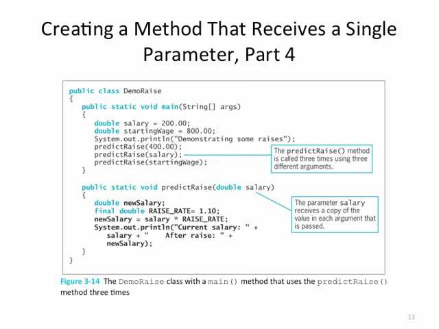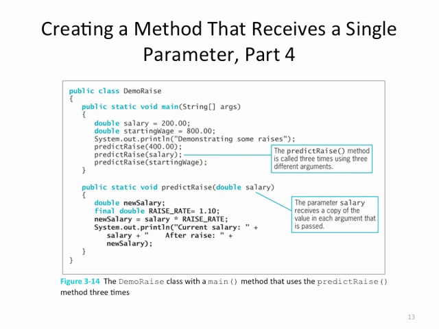Here's another example of how we can call predictRaise. Notice that up in public class DemoRaise, public static void main String args, double salary equals 200.00. Double startingWage equals 800.00. Then we have a System.out.println demonstrating some raises. And then we call predictRaise and we're passing it the value 400.00. That value 400.00 is a numeric constant and it will be passed to the variable salary. Salary will be created, it will store the value 400.